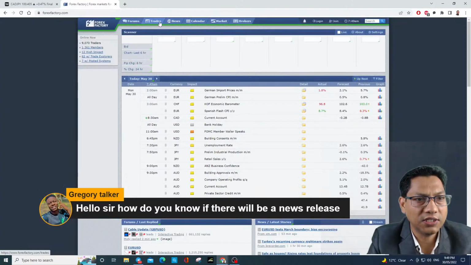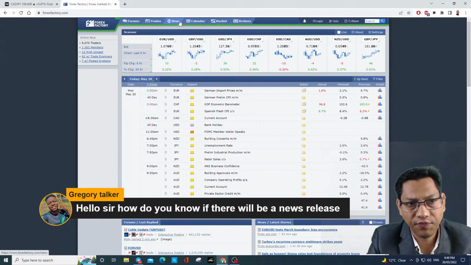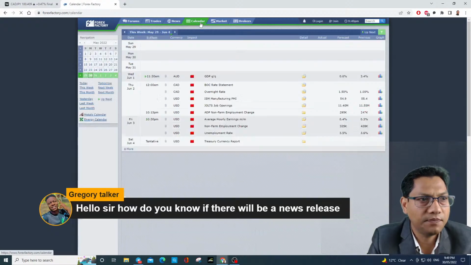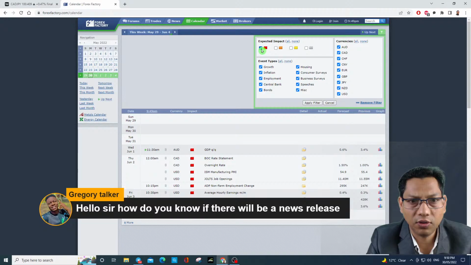Click calendar. There is also news, but if you want normal news, that's okay. Calendar means where you will find the news release schedule. Click on calendar. Once you click on calendar, you might see something like this. Let me tell you, you might see something like this in your browser.